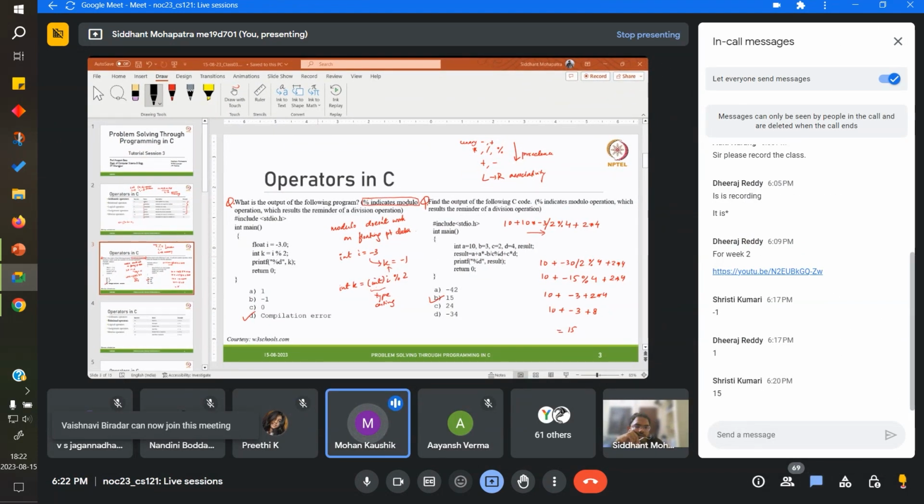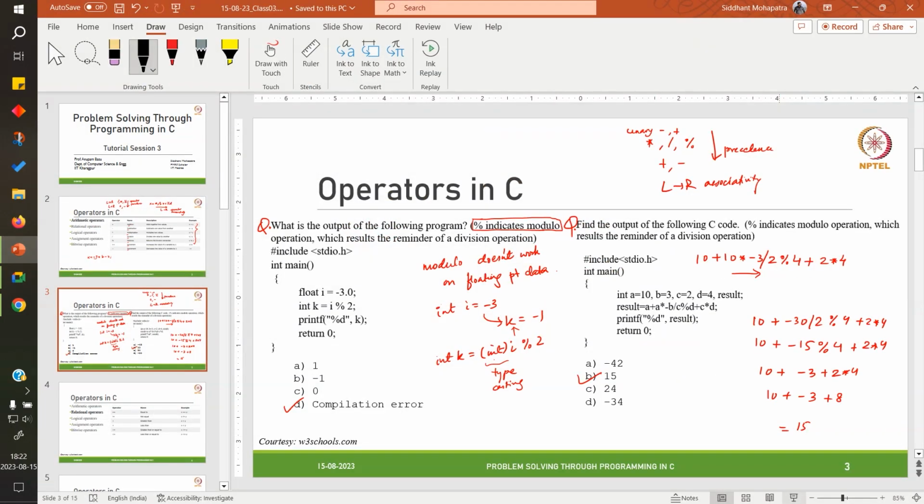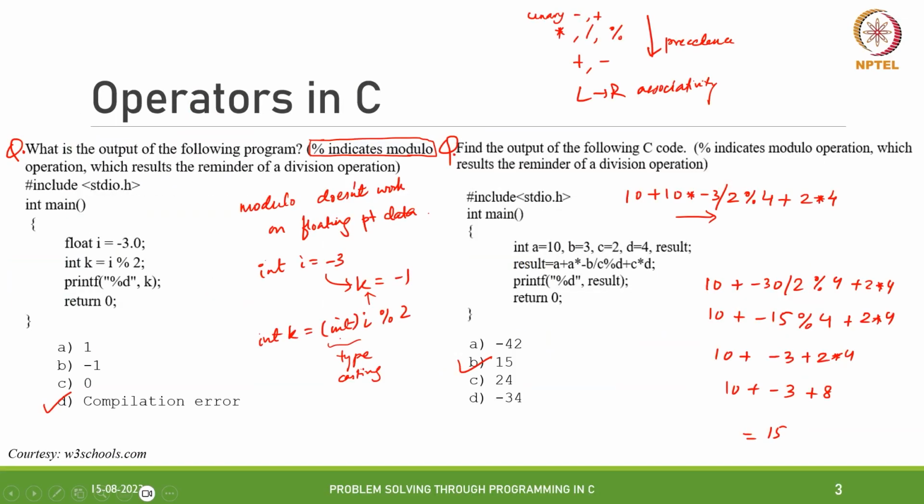Sir, here minus 15 modulo 4. Can we not write it as plus 1? So how? Okay, so you're saying that it will be minus 16, and then you'll... no, that is not how it works. You can only... if you divide the number minus 15 by 4, what do you get?